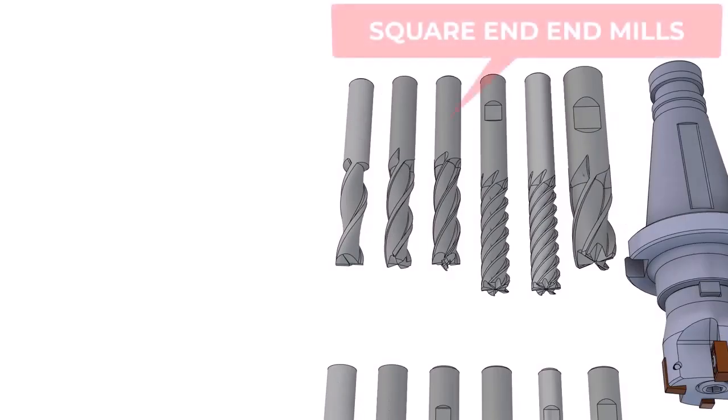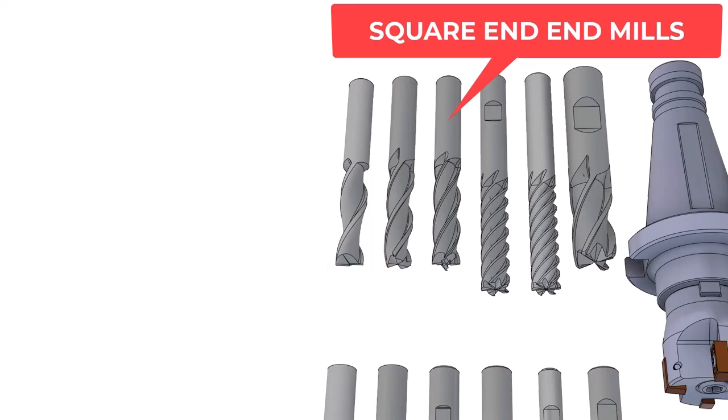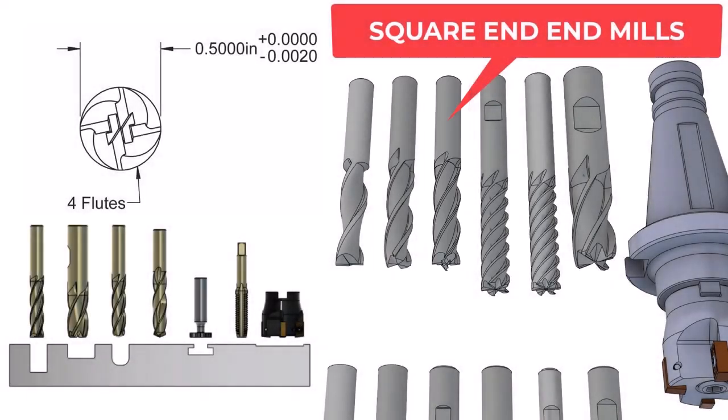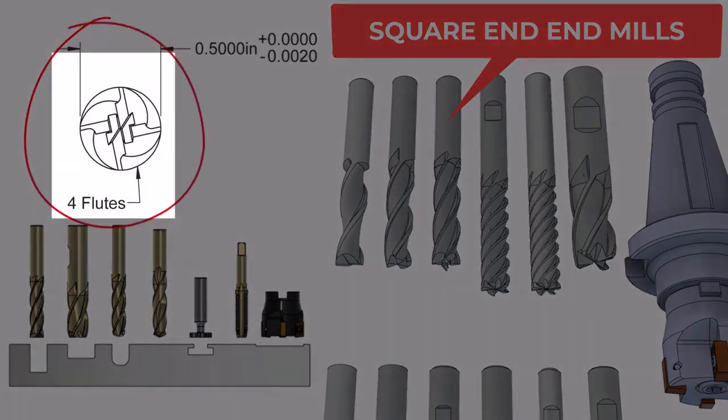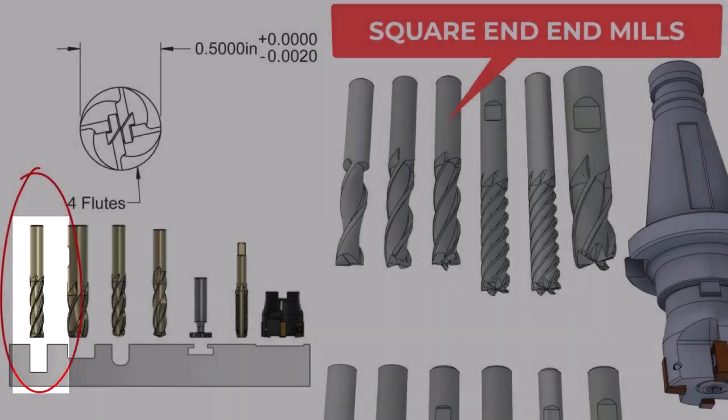Now let's consider end cutting end mills. They can be used for side milling, face milling, slot milling, plunge milling, and also ramping. Here we have square end mills. In this example, it has 4 cutting planes and 4 cutting edges or flutes.